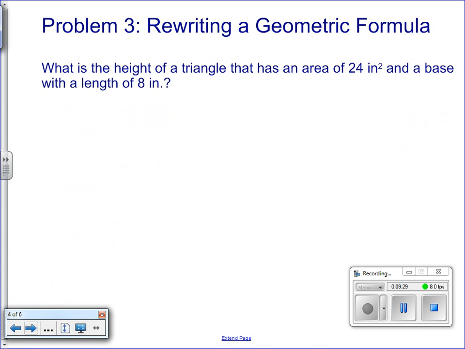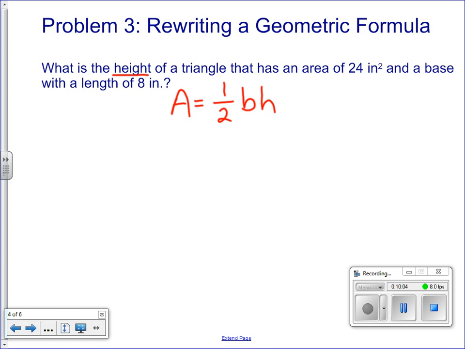Problem 3, rewriting a geometric formula. What is the height of a triangle that has an area of 24 square inches and a base with a length of 8 inches? All right, well, let's first of all talk about the formula for the area of a triangle. Area for a triangle is equal to 1/2 times the base times the height. All right, so the question is, what is the height?